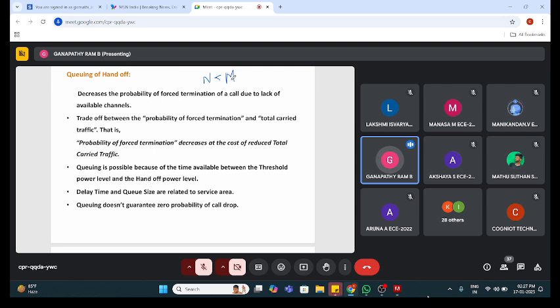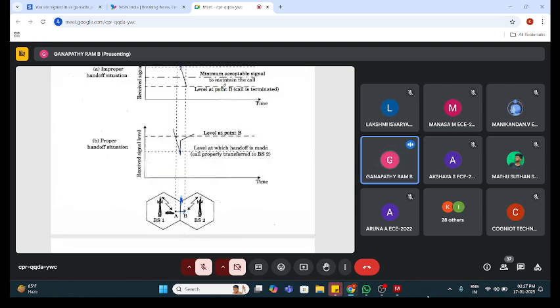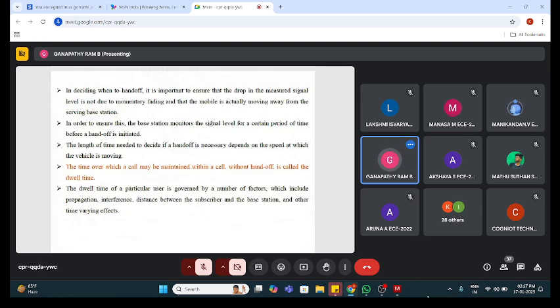So in order to overcome this, queuing is considered, using the time available between the threshold power level and the handoff power level, which we have already seen here. So in between these two levels, the handoff requests are queued up and priority is given.